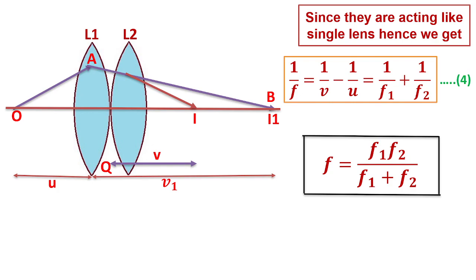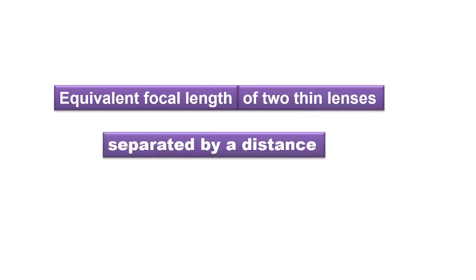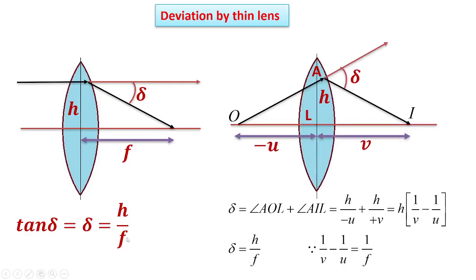Now we will see the equivalent focal length of two thin lenses separated by a certain distance, suppose D. So there is a deviation of the light ray by a thin lens. This delta is the deviation, forming an image at a point on the principal axis at a focal length F. So tan delta, which is equal to delta, is equal to H divided by F.